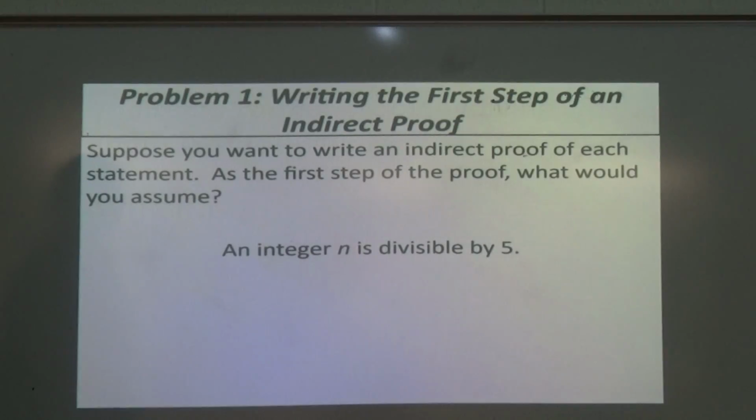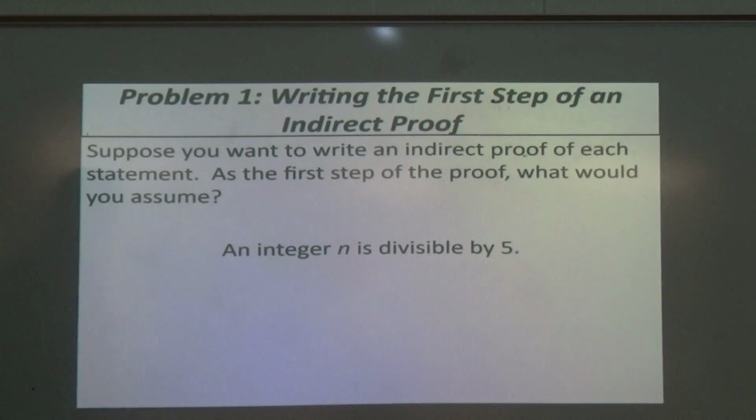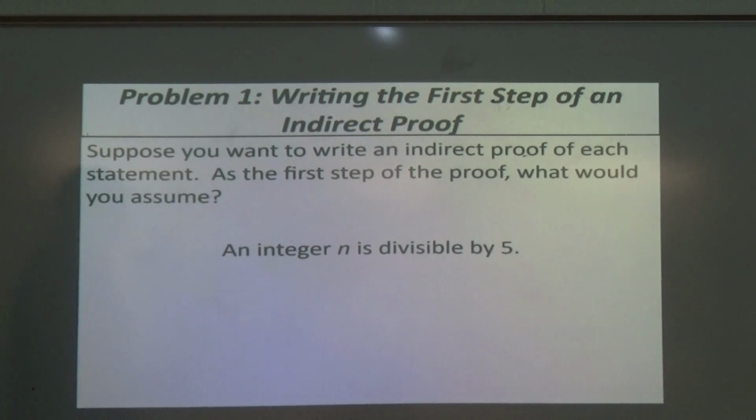So, okay, here's an example. We're going to write the first step of an indirect proof, so just doing the negation, which we've already done back when we had to do negations and contradictions and contrapositives and all that. Hopefully that's ringing a bell. Suppose you want to write an indirect proof of each statement as the first step of the proof. What would you assume? This says an integer n is divisible by 5. So then an integer n is not divisible by 5 would be our answer.